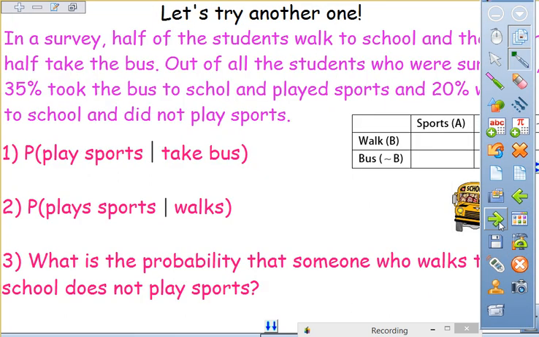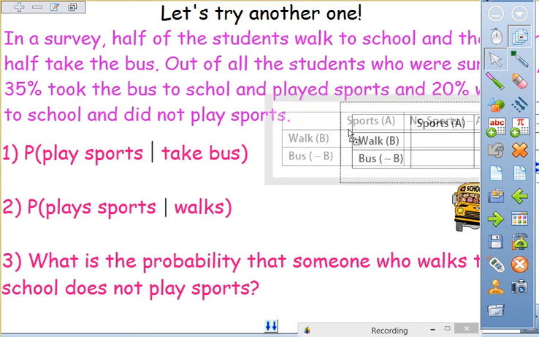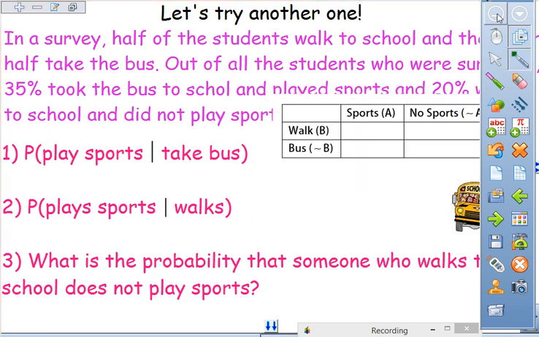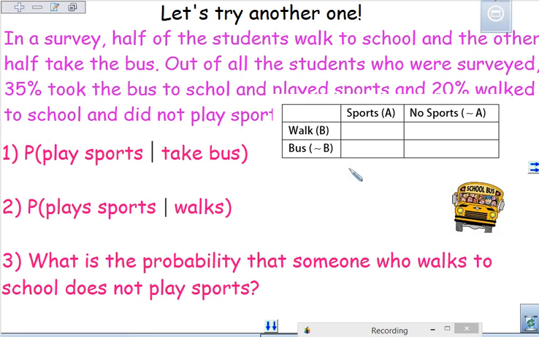Let's try another one. In a survey, half the students walk to school and the other half take the bus. Out of the students who were surveyed, 35% took the bus to school and played sports, and 20% walked to school and did not play sports. So let's try to fill out our chart. So the first number I noticed, it says half the students walk and the other half take the bus. So that means on our total column, this is going to be 50% and this would be 50%.